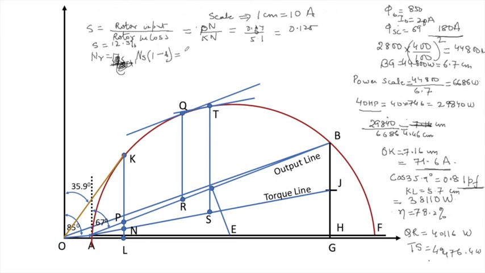The rotor speed Nr will be equal to Ns into 1 minus S. Ns for a 4-pole machine is 1500. So it will be 1500 into 1 minus 0.125, so it will be 1500 into 0.875. That comes out to be 1311.76 RPM.